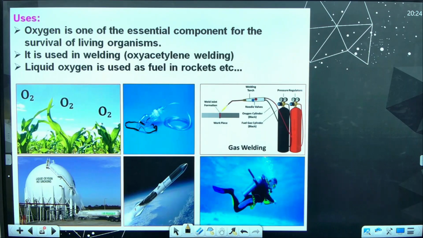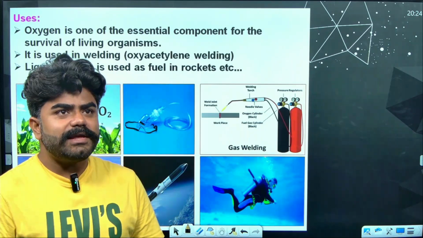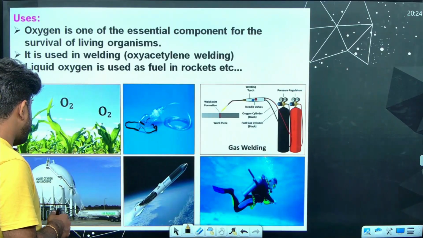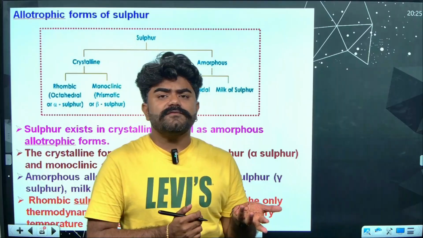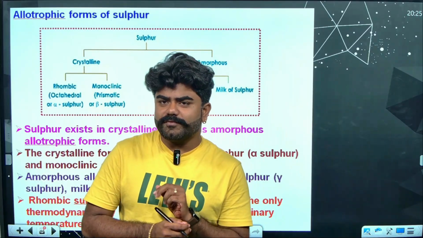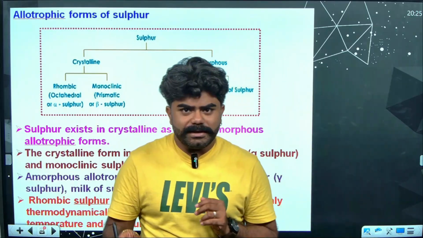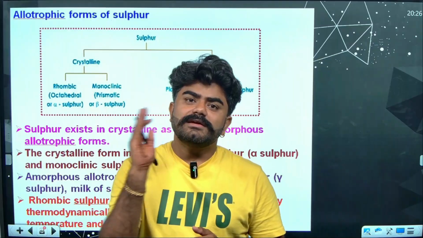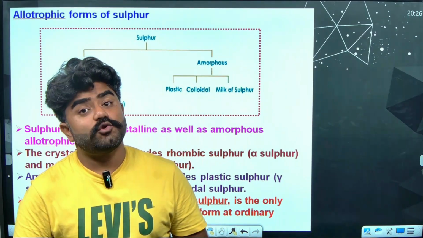Let us see the uses of oxygen. Oxygen is a very essential component for survival of life on earth. Then it is used in welding and it is used as a fuel in rockets. So these are some important uses. Allotrope means the same element existing in different physical forms, that is an allotrope. For example, if we take carbon, carbon exists as diamond as well as graphite as well as coal. So carbon exists in these different forms, right? So we can call all of them allotropes of carbon.